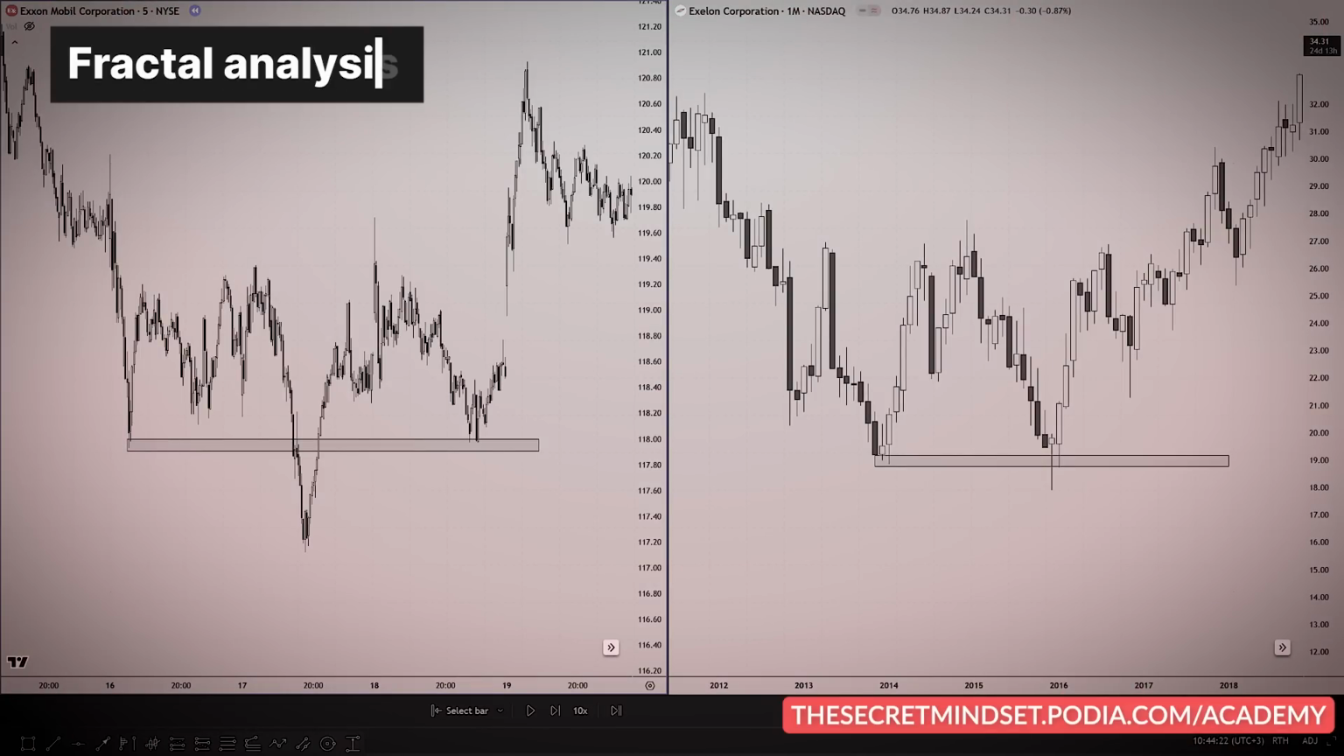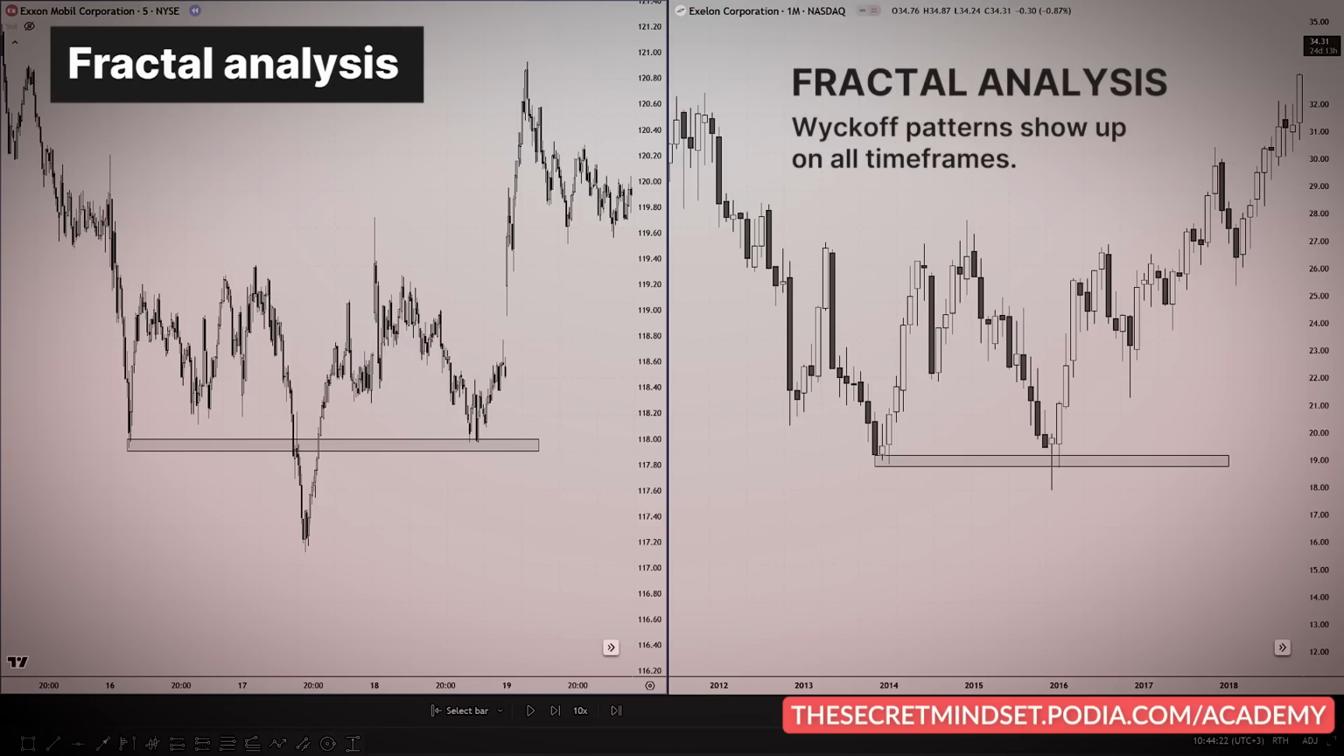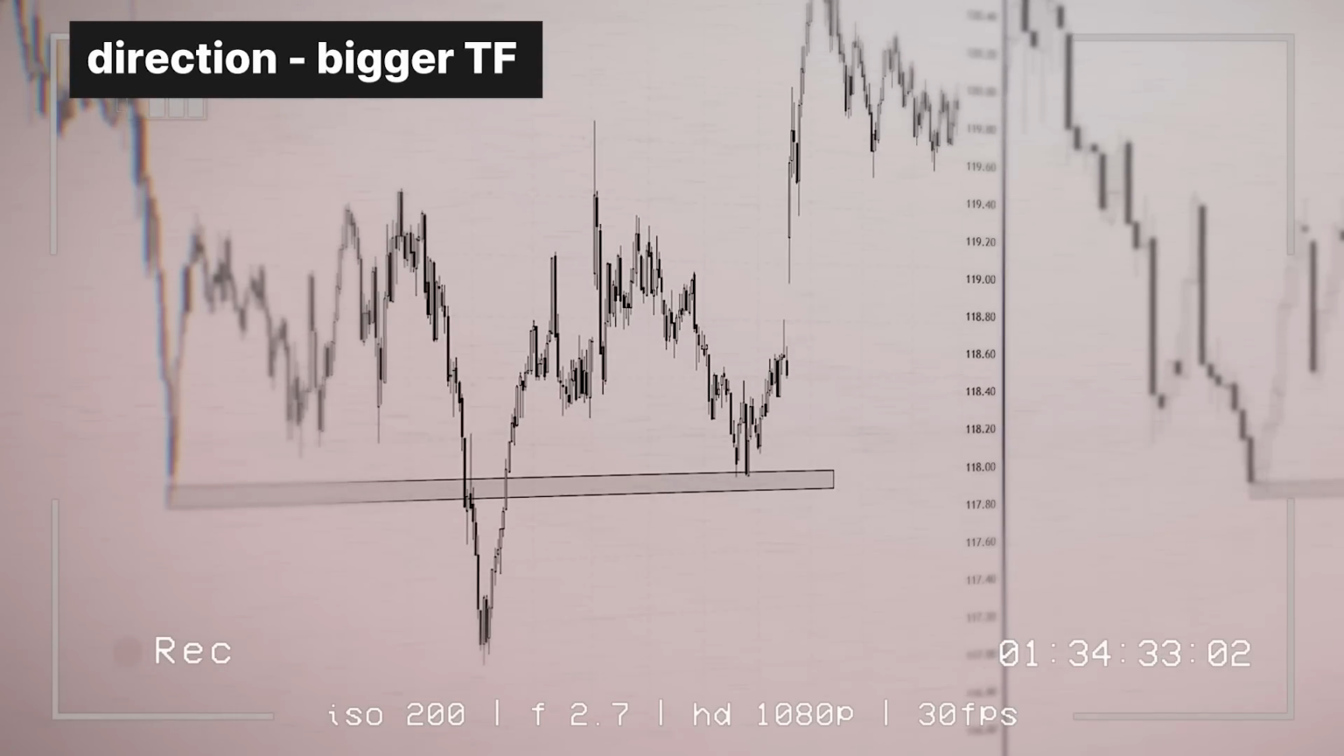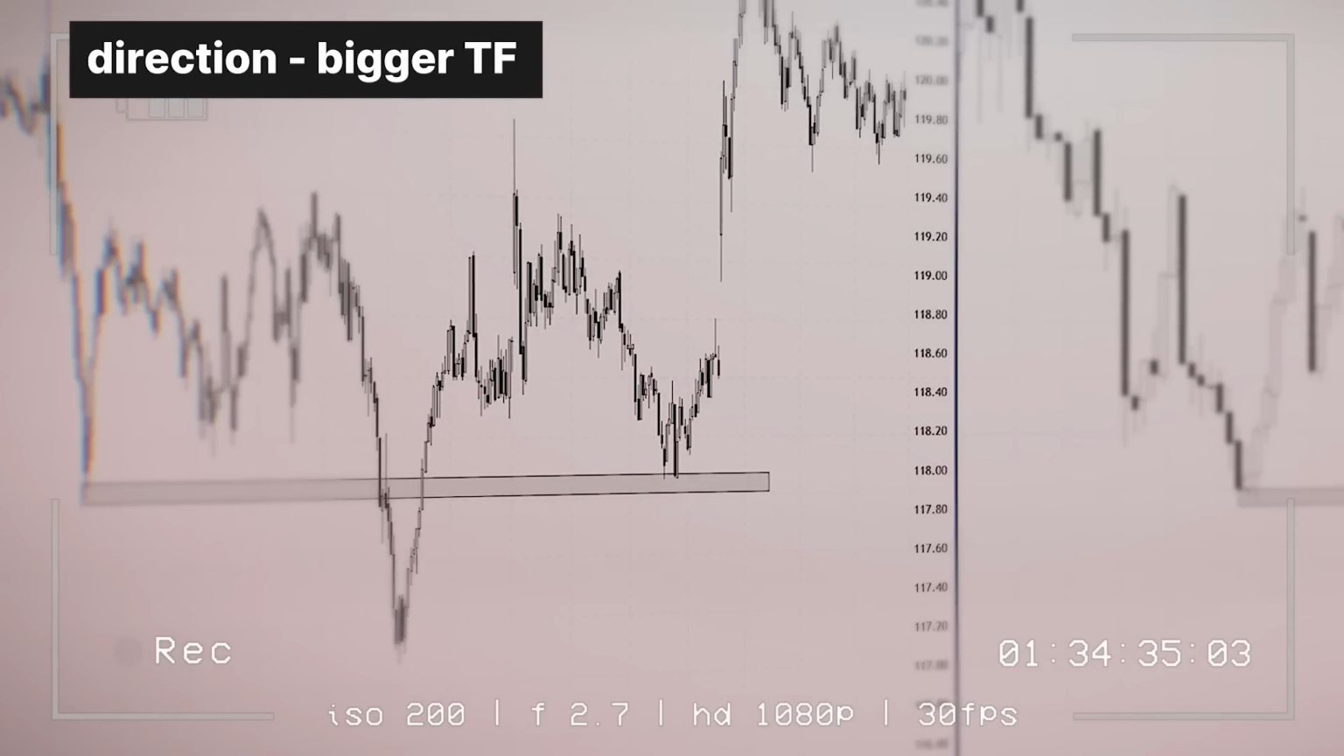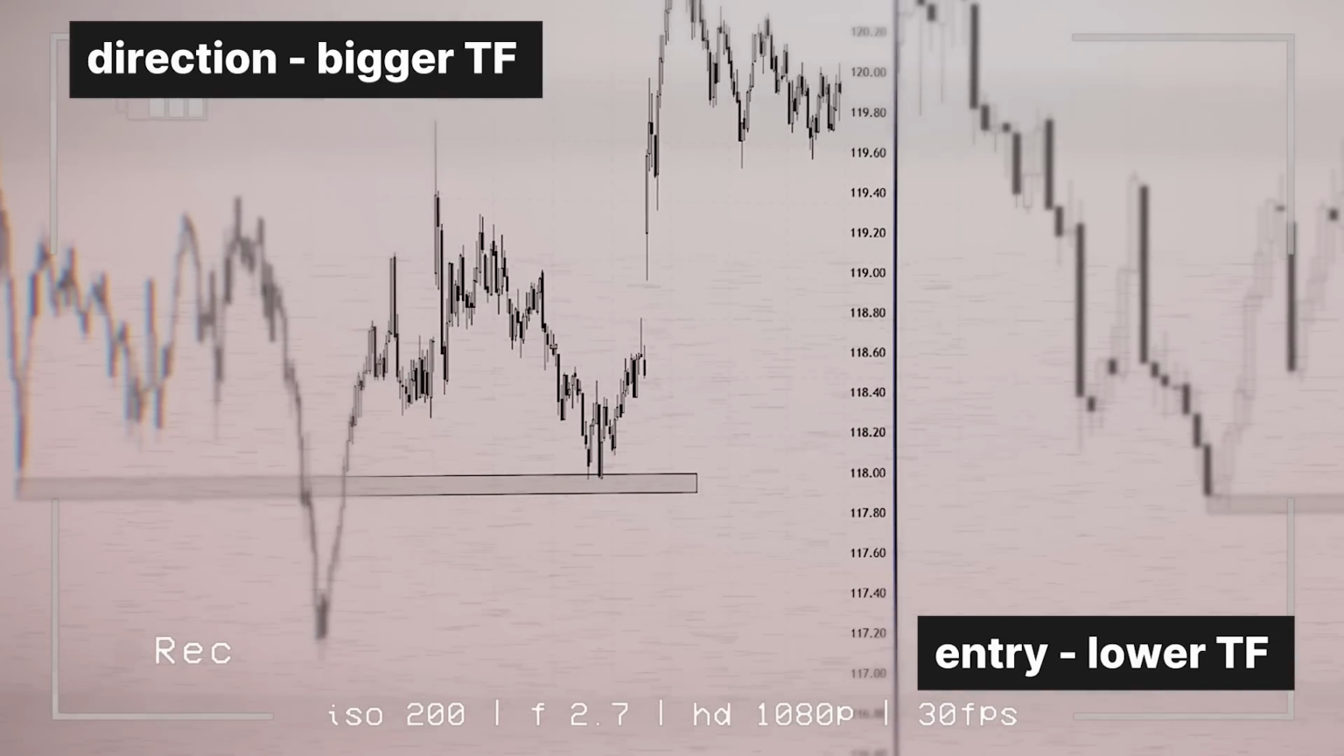Another advanced idea is fractal analysis. This is about understanding that Wyckoff patterns show up on all time frames. A spring on a 5-minute chart works the same way as one on a monthly chart. Understanding fractals can help you trade multiple timeframes. You might use a bigger time frame for direction and a smaller one for entries.